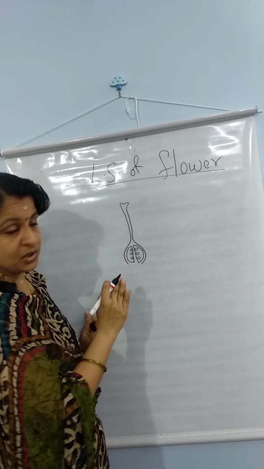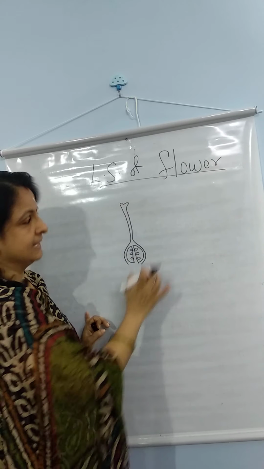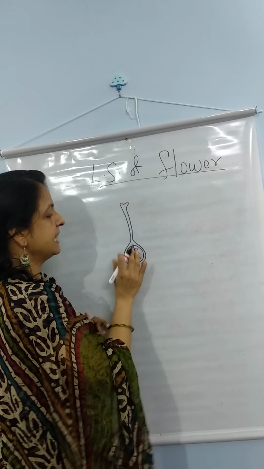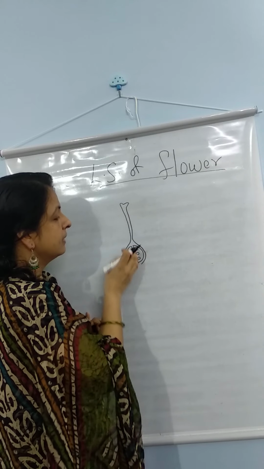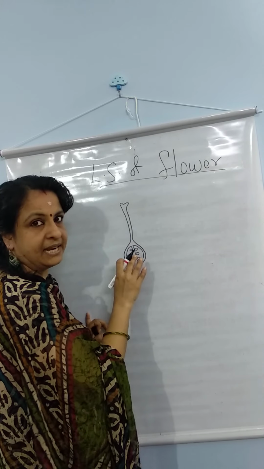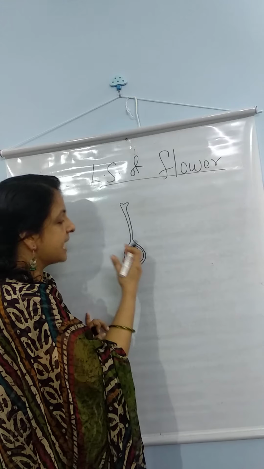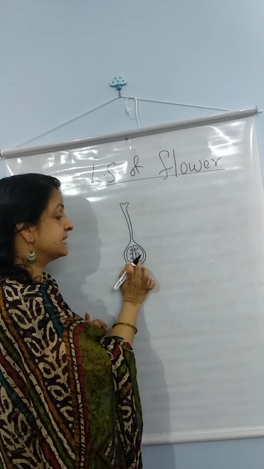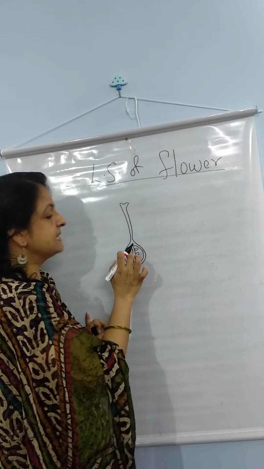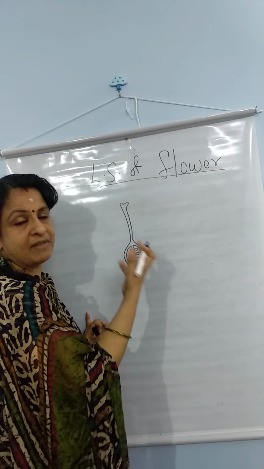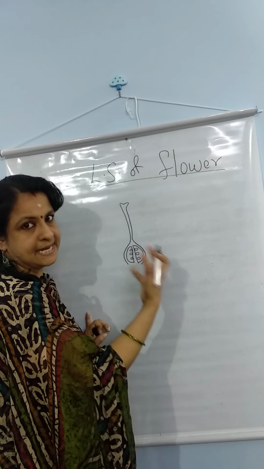So in this picture I have drawn a pistil. This is the stigma, this is the style, this is the ovary. Then the ovary has an inside chamber, and inside that chamber I have drawn 6 ovules. For 6 ovules, naturally when it becomes fruit it will become 6 seeds.